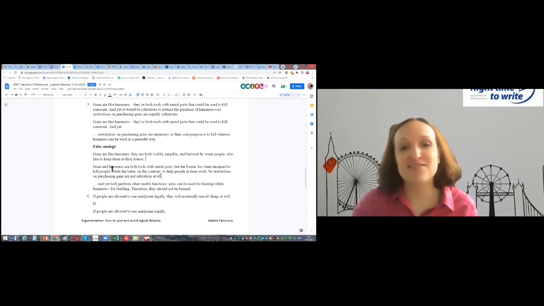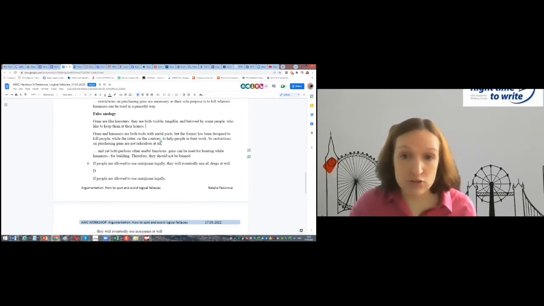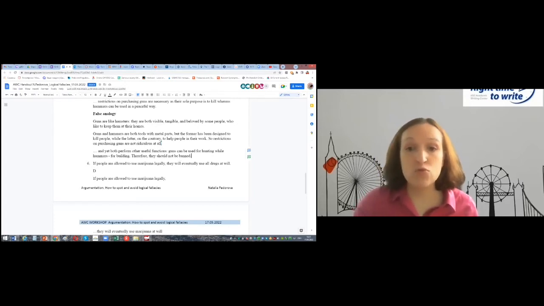Using this reasoning: guns and hammers are both tools, but the former has been designed to kill people, while the latter, on the contrary, to help people in their work. So restrictions on purchasing guns are not ridiculous at all. Other useful functions for hunting. Okay, therefore they should not be banned. So somebody here thinks that they should not be banned because both of them are used for other useful things. Fair enough.